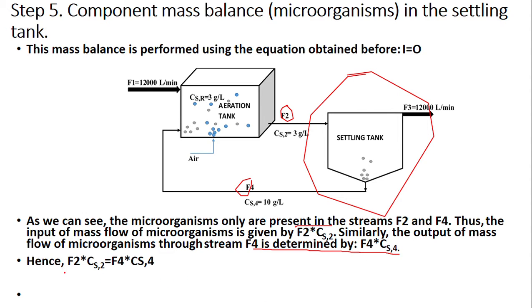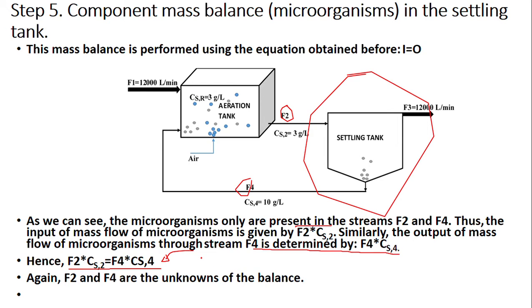Hence, the mass balance for microorganisms is given by this expression. Input of microorganisms equals output of microorganisms from the settling tank. Again, F2 and F4 are the unknowns of the problem.